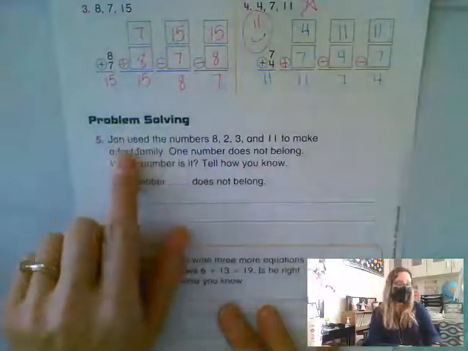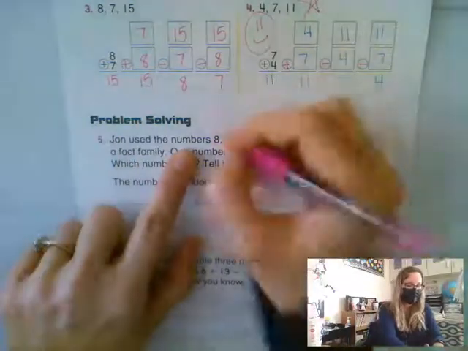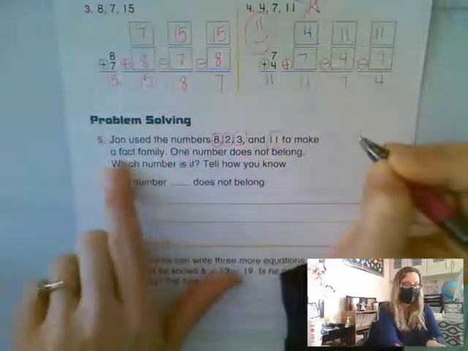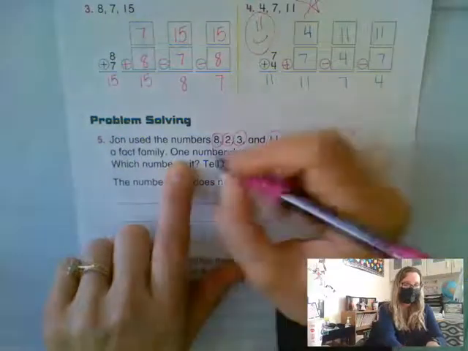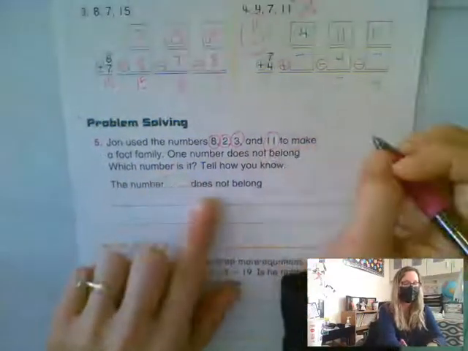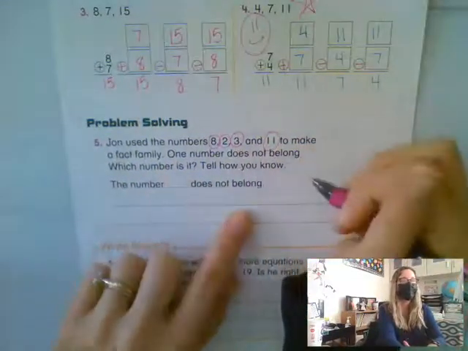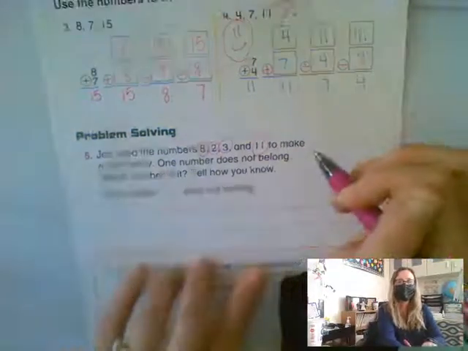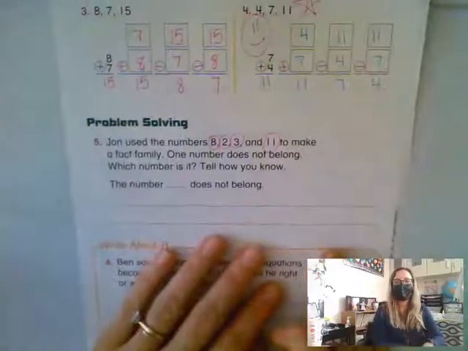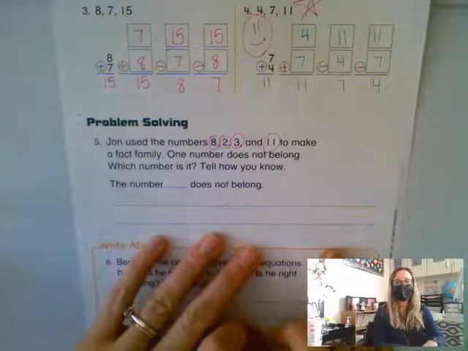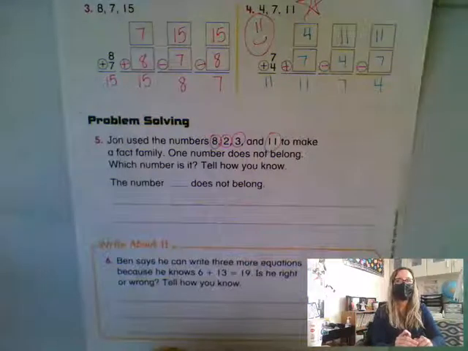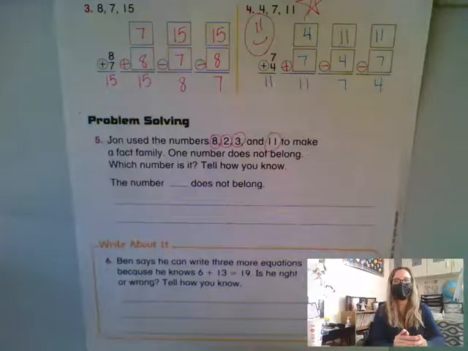It says, John used the numbers 8, 2, 3, and 11 to make a fact family. One of those numbers does not belong. Which number doesn't belong? Tell me how you know. What number doesn't belong, Sage? 11. Well, why would it be 11? I'm not saying you're right or wrong. You got to tell me why.